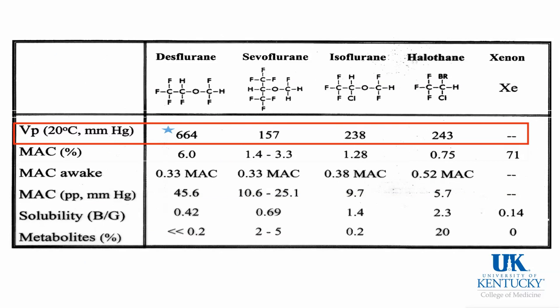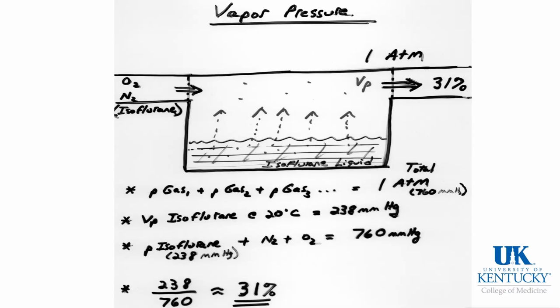If we look at vapor pressure at 20 degrees centigrade in millimeters of mercury, as I mentioned, desflurane is the highest vapor pressure, 660, meaning if you poured that out onto a counter, it just wants to go poof up into the vapor phase. While sevoflurane has the lowest at 160, and isoflurane and halothane are very similar at 240. So 160, 240, 660 are the vapor pressures that you should probably remember.